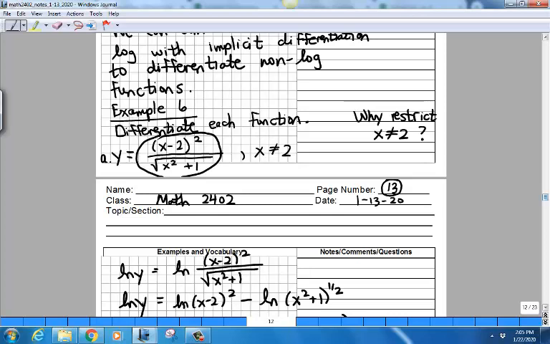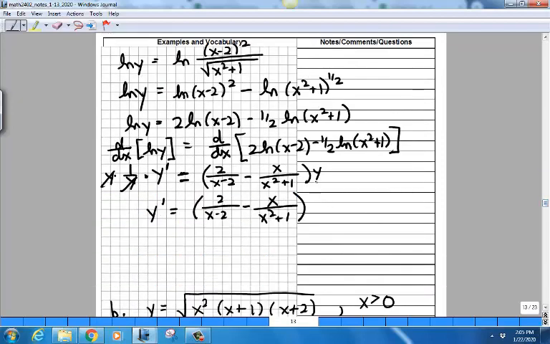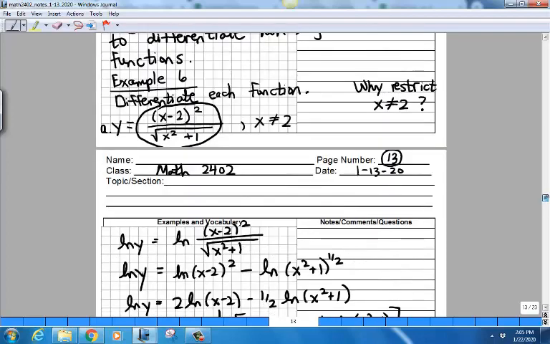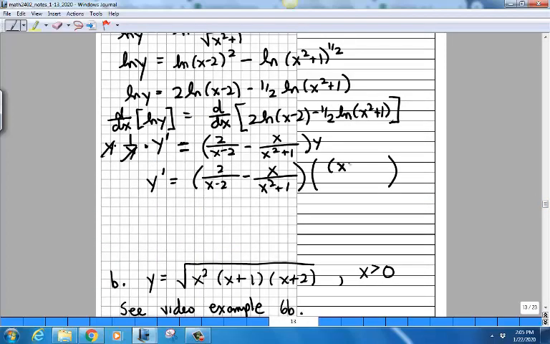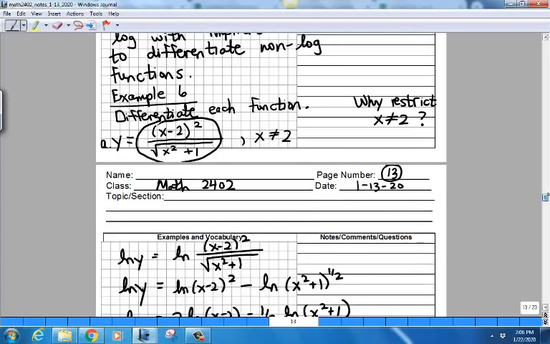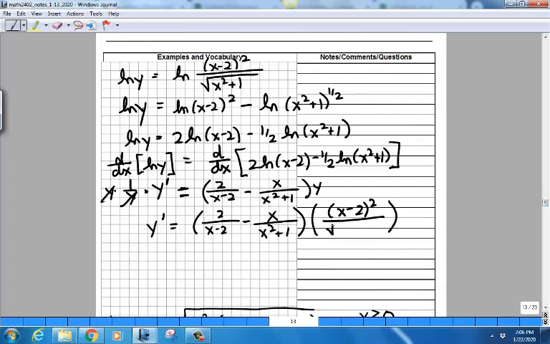Let's do that. So let's write in, instead of y, that original formula for y. What was that? X minus 2 what squared? Over what? What was that over? Square root of x squared plus 1? Over square root of x squared plus 1. You're done. Okay. That's the derivative. Isn't that what y prime is? Derivative, right? Okay. There it is. So there's the expression for the derivative.